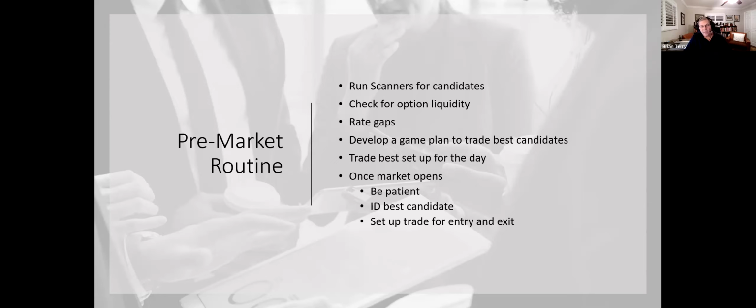And then I write a plan and say, this is a gap and go trade. This is a gap fill. This is the way I think I will trade the stock. So I have a game plan at 9 o'clock in the morning on how I think I'm going to trade it. And then I pick 2 or 3 at the most that I'm going to look at that morning. I don't try to trade 5 or 6. I look at 2 to 3, and I pick one, and that's my gap trade for the day.